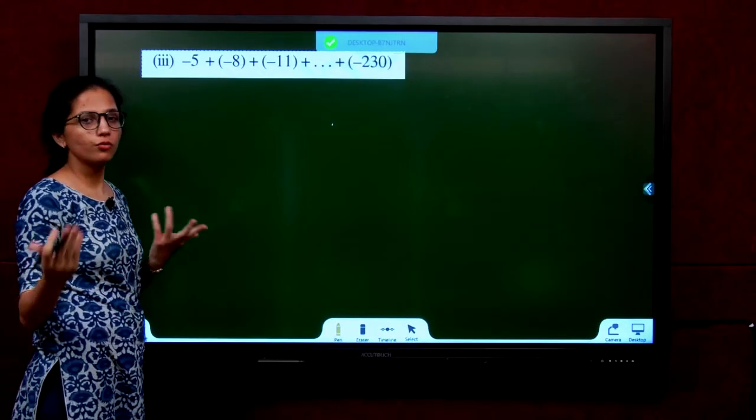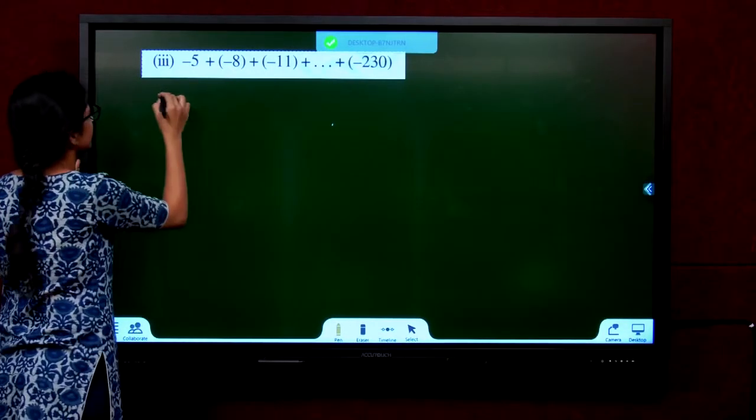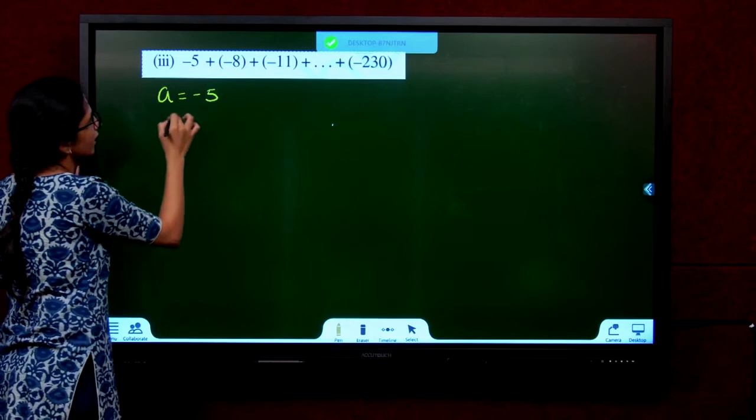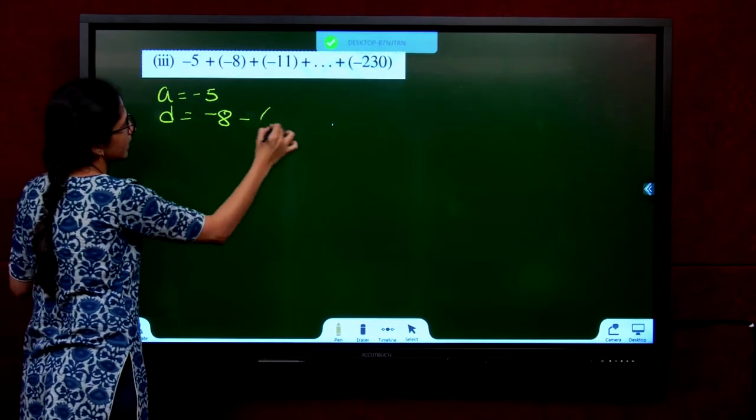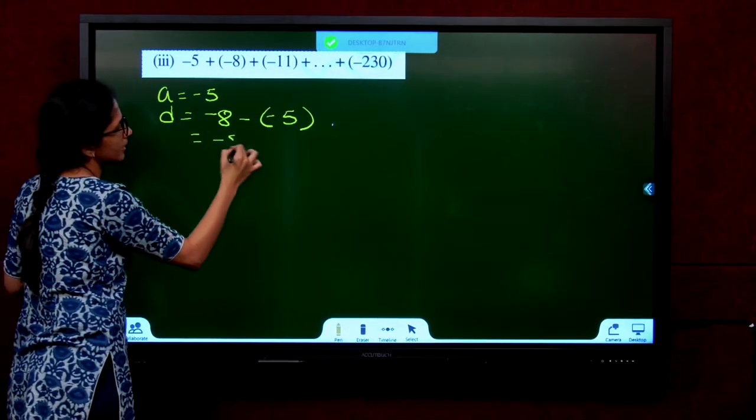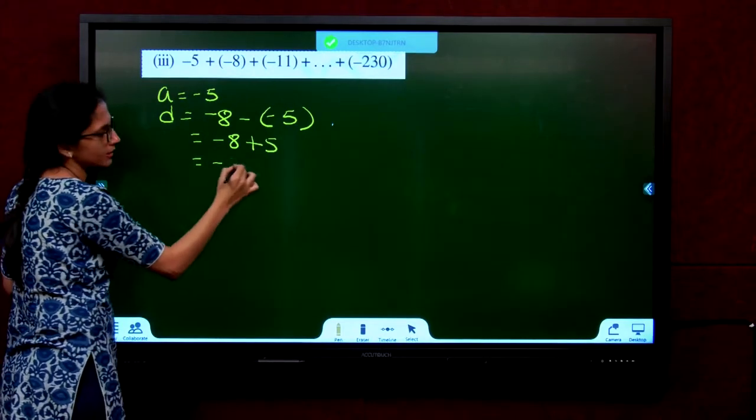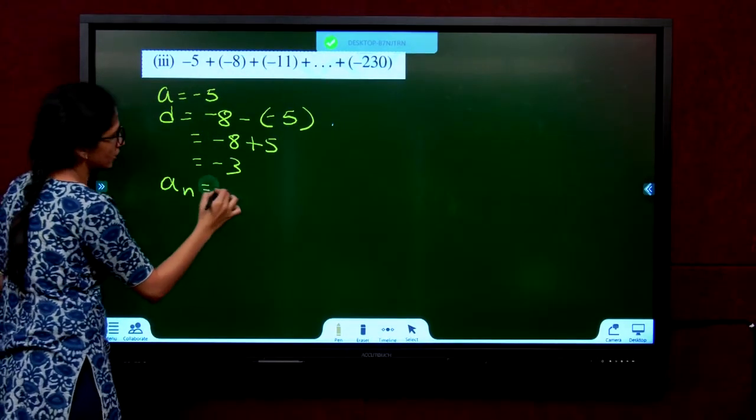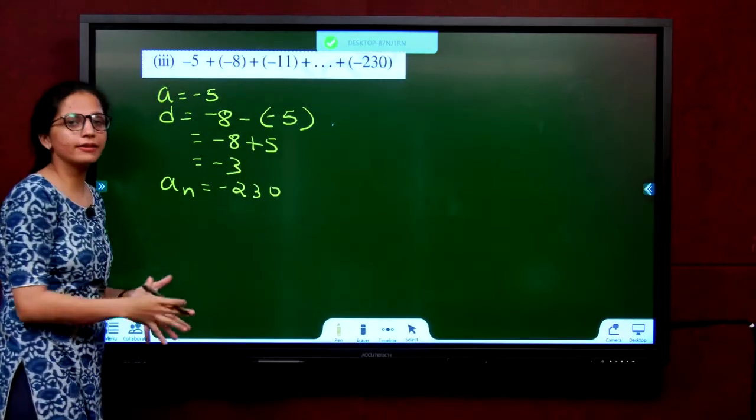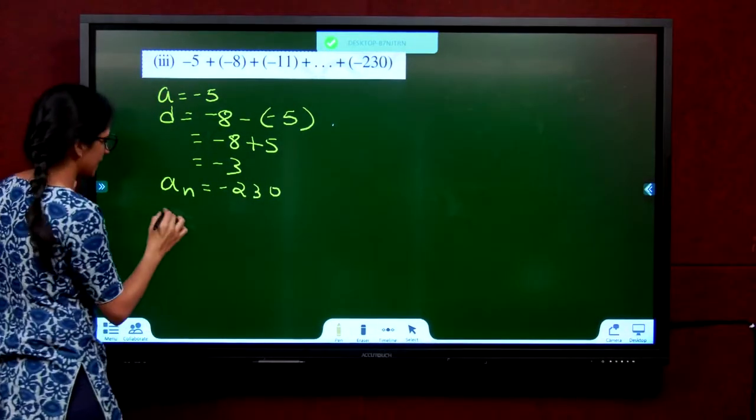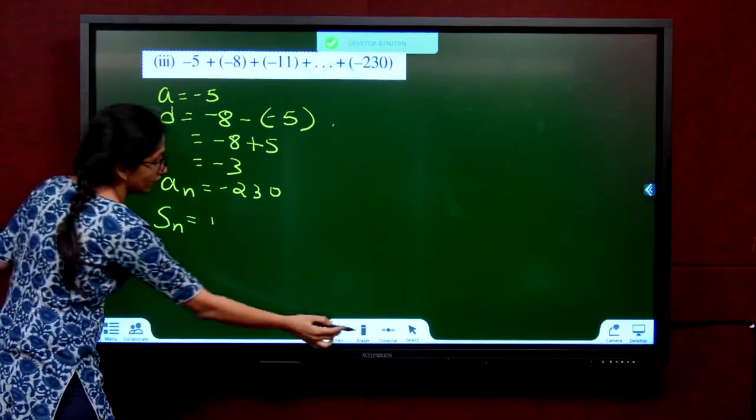Let's be quick now. First two sums, same technique, fast. A is equal to minus 5, D is equal to minus 8 minus of minus 5, which is minus 8 plus 5, minus 3. An given is minus 230. N is not given. In order to find Sn, we need n compulsorily.